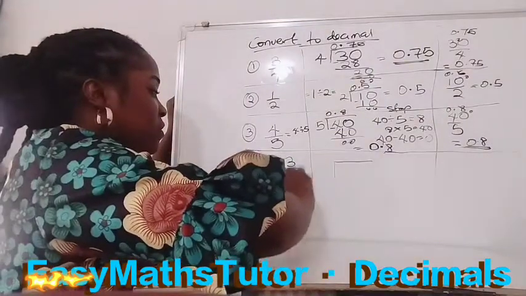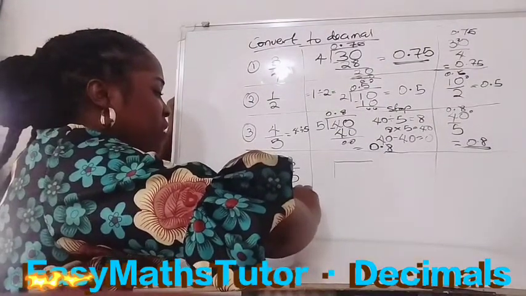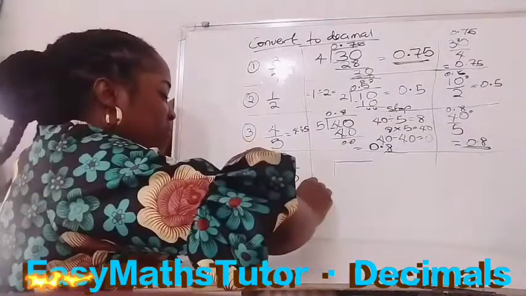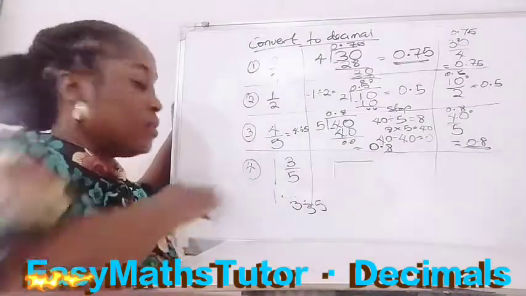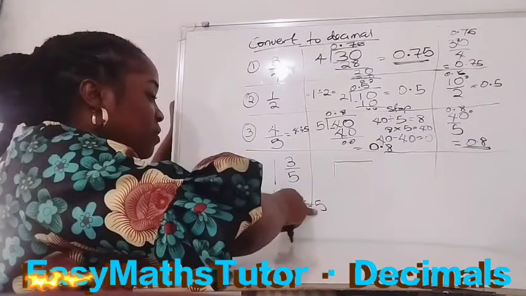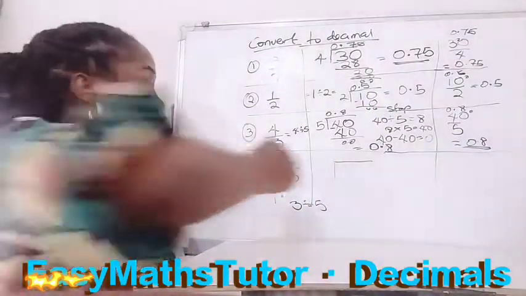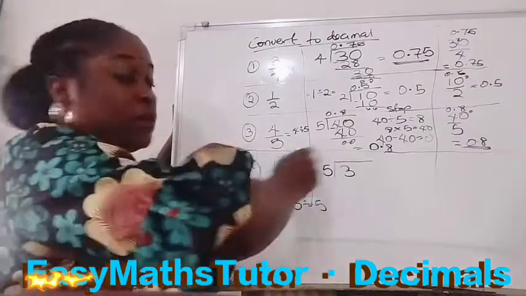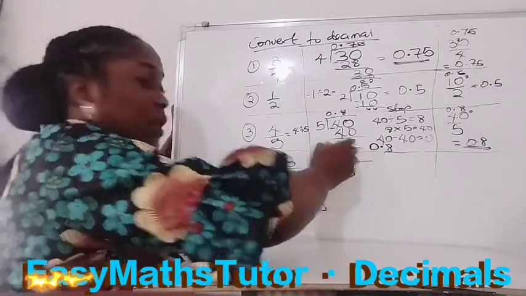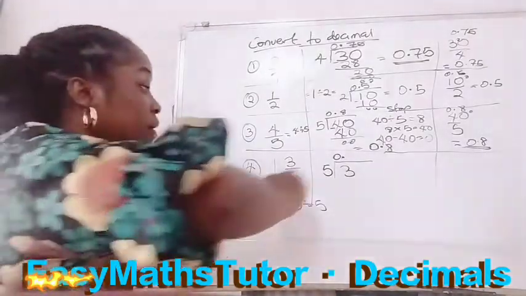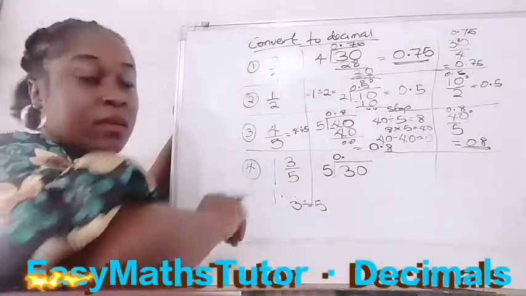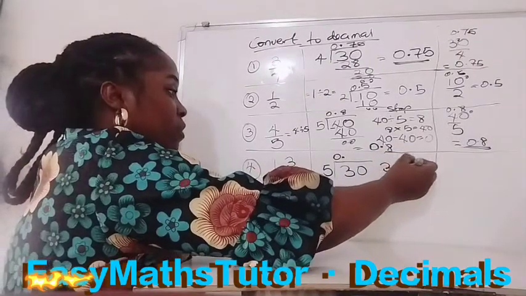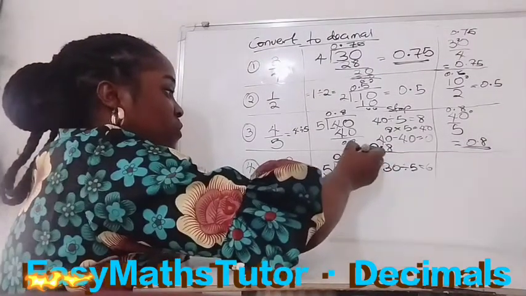Okay? So we'll put our long division sign. Remember, 3 over 5 is 3 divided by 5. So 3 will be inside and 5 will be outside. The decimal will be there. Then 0 will be here. 30 divided by 5 is very simple. It gives us 6. So we'll write 6 here.